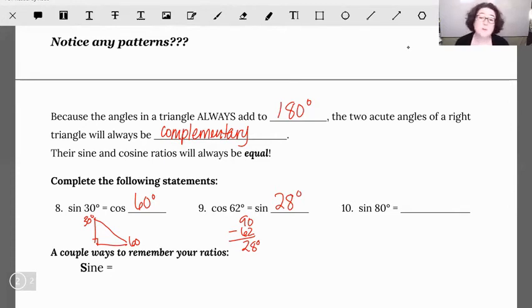And so what about number 10? If I'm given an angle of 80 degrees, that means my complementary angle has to be 10 degrees. And if I started with sine, that means I'm matching up with the cosine.